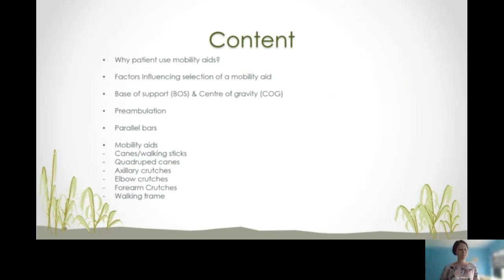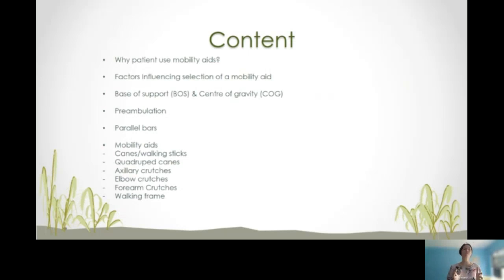After that, we will look at factors influencing selection of the mobility aid. What mobility aid will be best suited for them individually? Because one mobility aid doesn't suit everyone. So you have to take these factors into consideration.